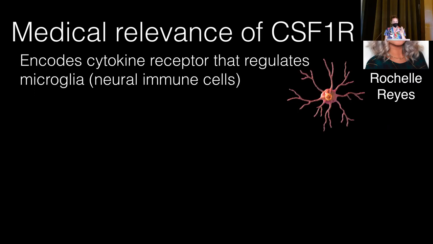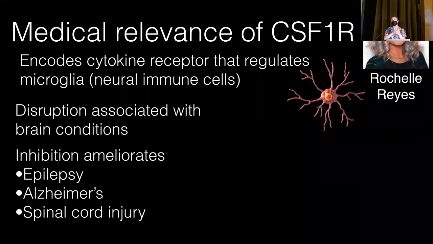They looked at CSF1R, the gene that surrounds CSF1PO. They found that this gene encodes a cytokine receptor that regulates microglia, which are neural immune cells. We know a little bit about CSF1R from the literature. Total disruption of CSF1R leads to a number of different brain conditions, but inhibition of CSF1R is actually used therapeutically for other brain conditions. Sometimes doctors will inhibit CSF1R function, and it improves epilepsy, Alzheimer's, and speeds spinal cord injury recovery. So clearly this gene has some impact, but that's all disruption, or extreme actions on the gene.